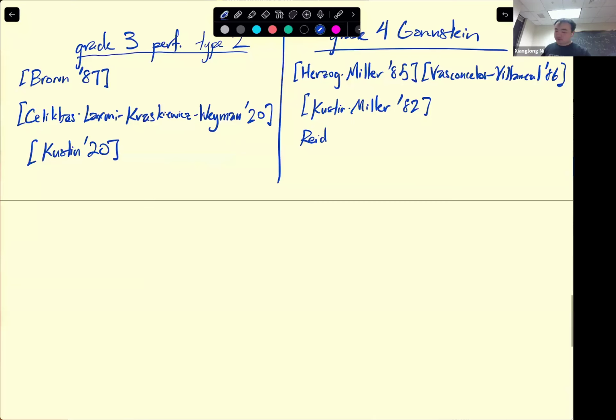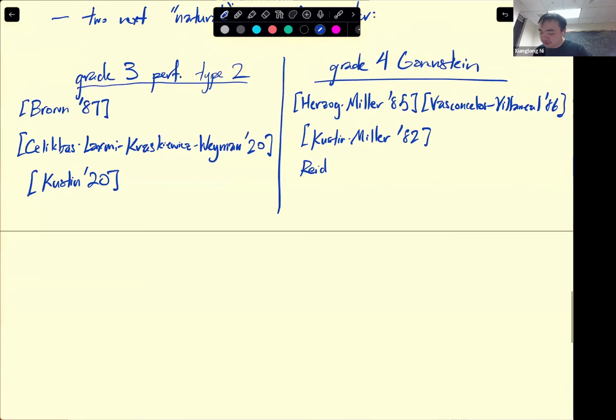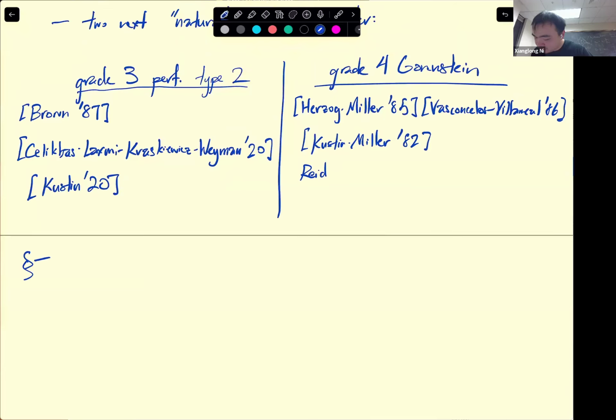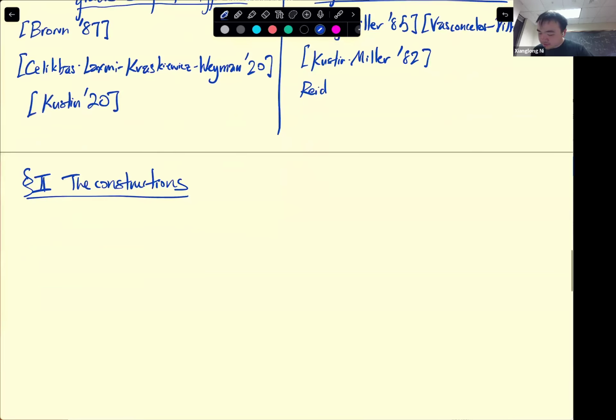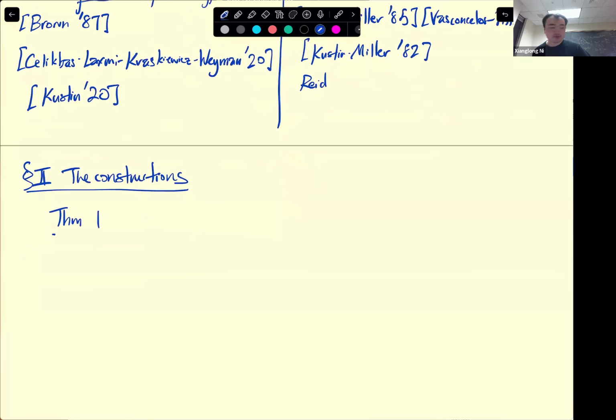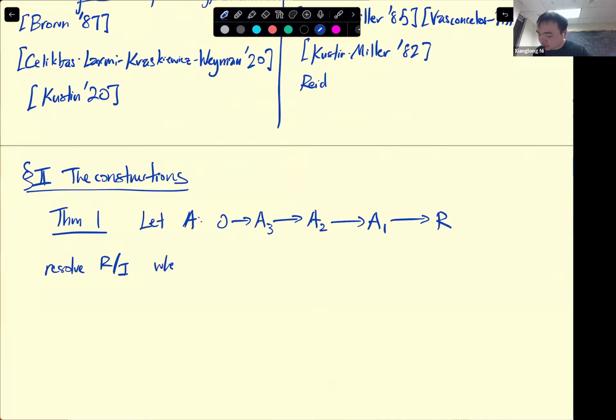Okay. So the first construction, so I guess all the preceding was background, so now it'll be section 2, the constructions. So the first one is relatively easy to say, so I'll call this theorem 1. So we start with a resolution of a grade 3 perfect ideal. So let A3, A2, A1 to R, let's say this resolve R mod I, where I is grade 3 perfect.